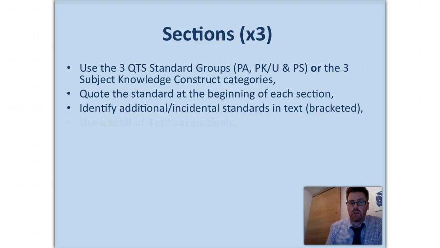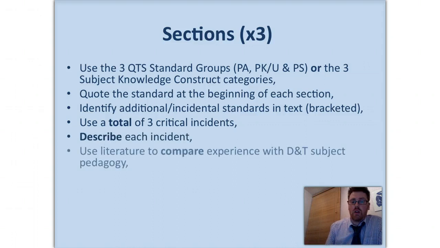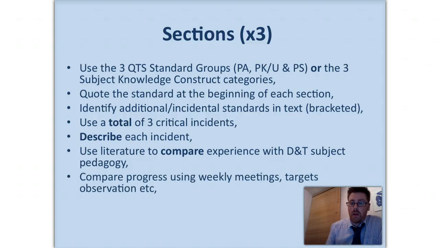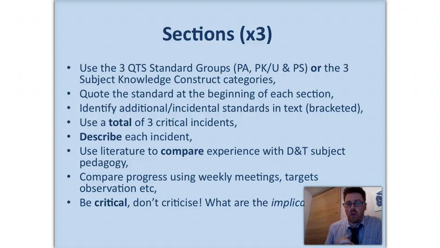You should choose a total of three critical instances, one which fits in each of the areas that you've chosen, either the structure A or the structure B, and you should describe each incident. Use literature to compare your experience with D&T pedagogy, compare progress using weekly meetings, targets, observations, etc. And be critical. It's key here, be critical, don't criticise. It can be a common misconception that being critical is about being harsh. It's about getting to the roots and understanding the implications of an issue or an incident.